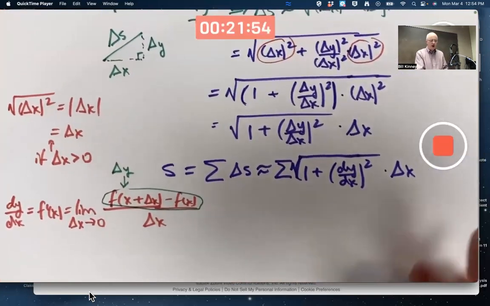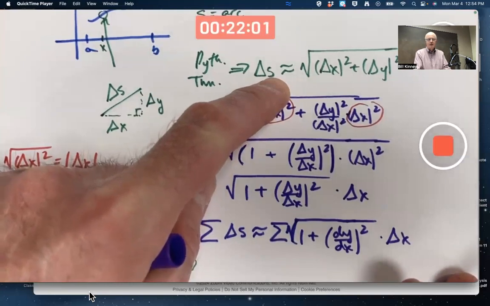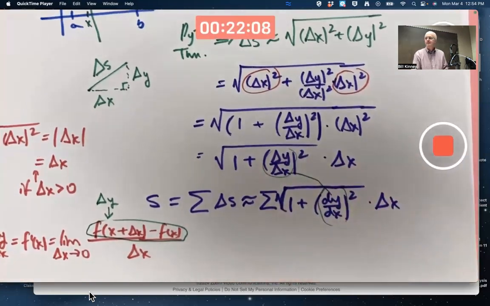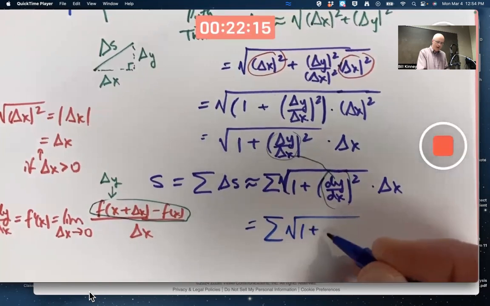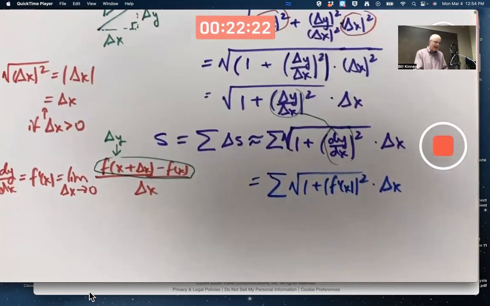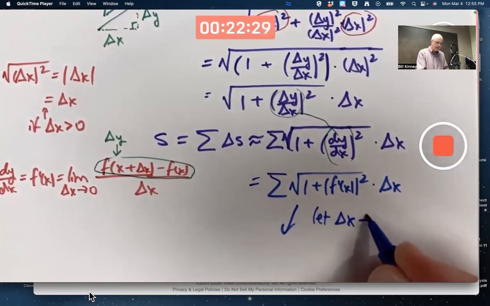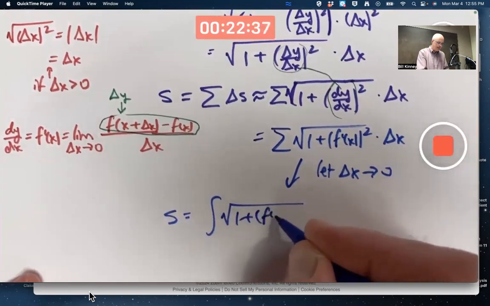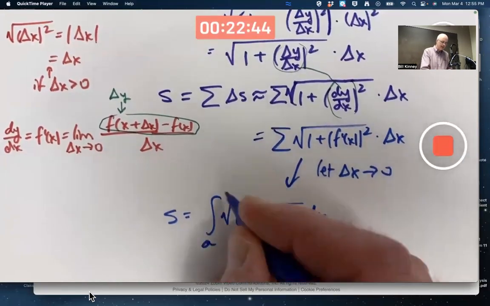So I did two approximations here, really. One of the approximations comes from this approximation for delta s. And another one comes from replacing delta y over delta x with dy dx. With function notation, instead of dy dx, you write f prime of x. Then you say, hey, that looks like a Riemann sum for this function in front of the delta x. Let delta x go to 0. The total arc length is the integral of the square root of 1 plus f prime of x squared over whatever interval we're talking about. In this case, x goes from a to b.